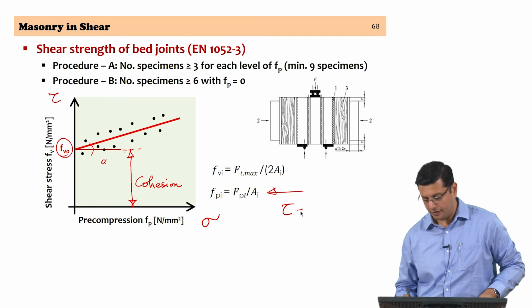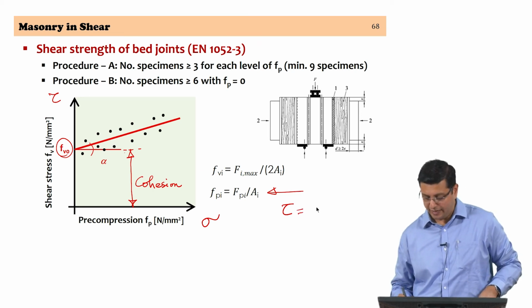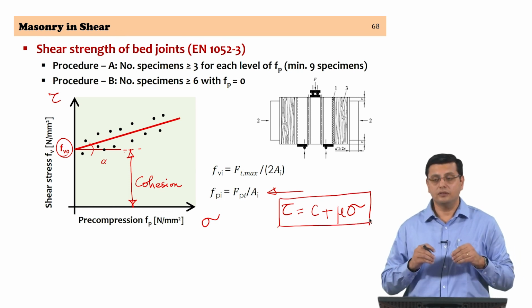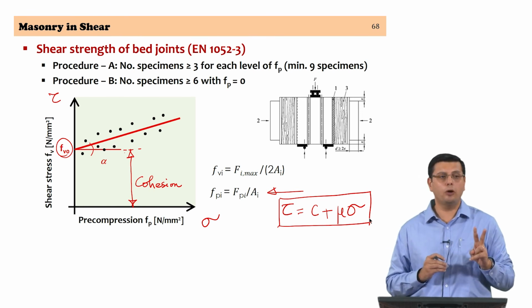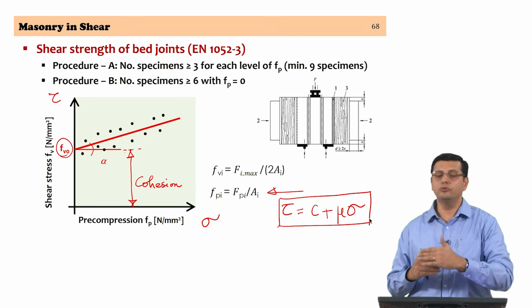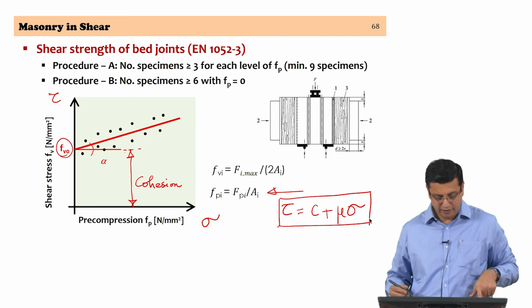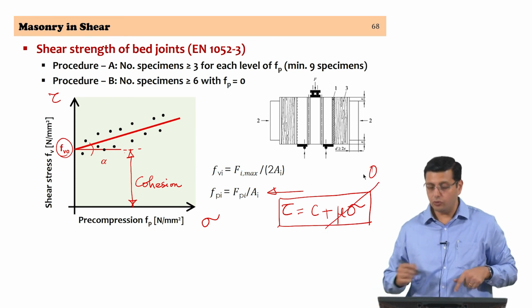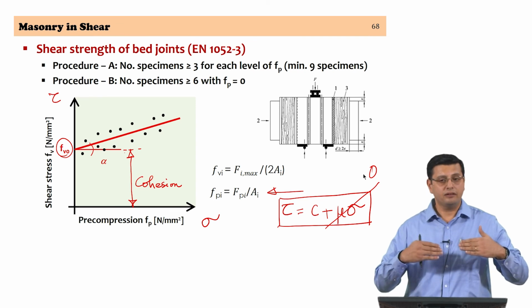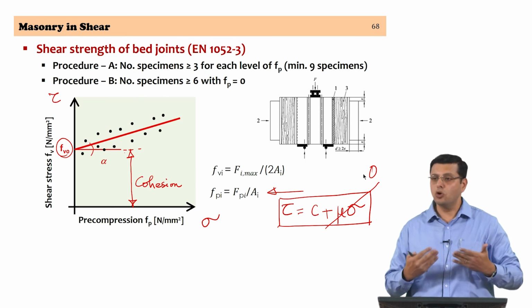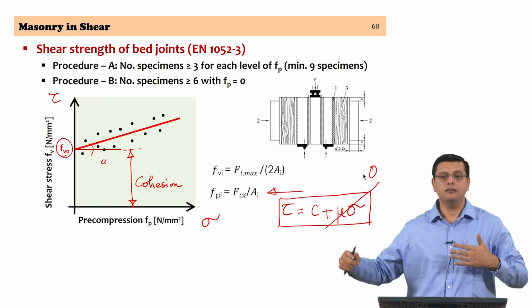So, the theoretical basis of such a test comes from an understanding of the failure as tau, the failure stress in shear, as a combination of cohesion plus mu sigma, right. So, the shear strength of the joint comes from 2 components, cohesion added to the friction coefficient into the precompression level. So, if you do not have precompression, this goes to 0 and then you have just the cohesion, but if you have a crack initiated between the unit and the mortar, there is no cohesion left and you have only the frictional component.